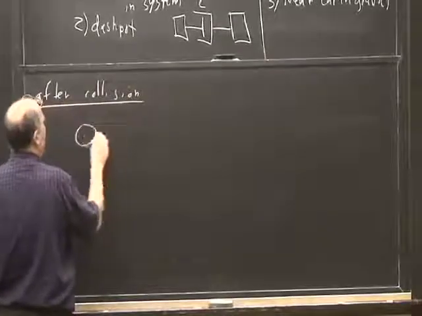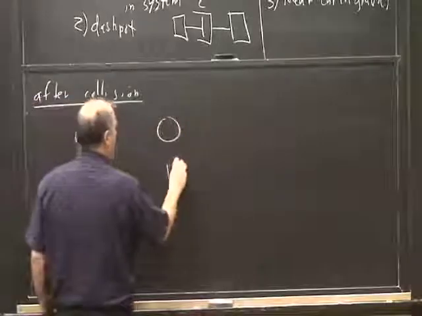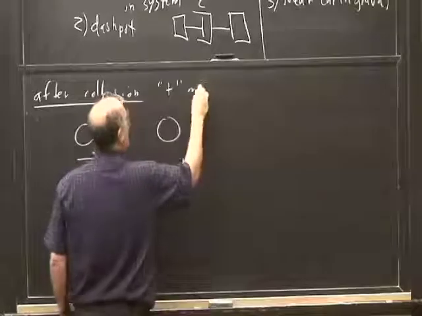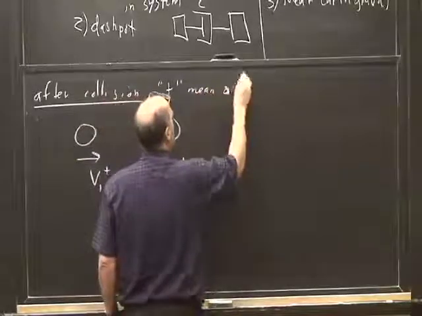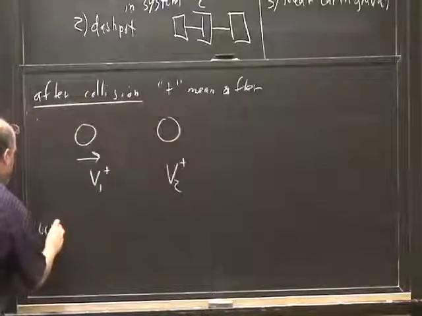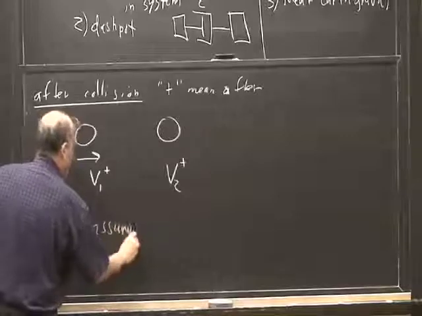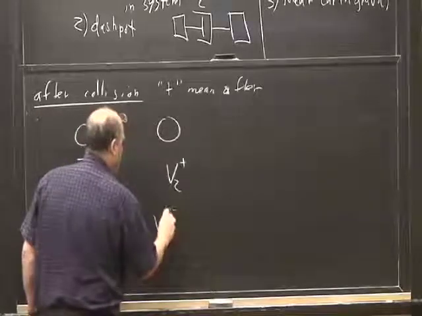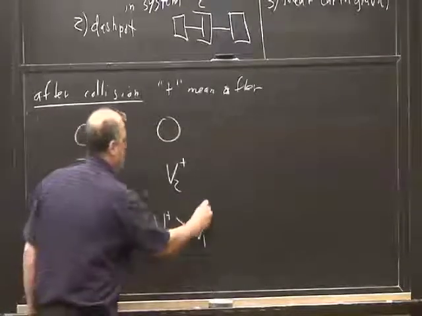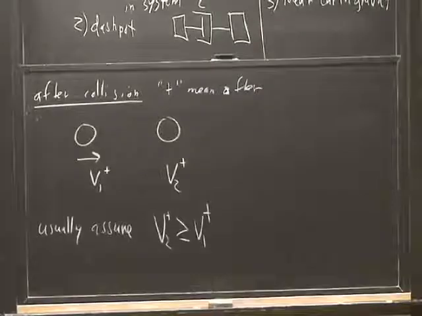And after the collision, we have these things moving like so, with a V1 plus and a V2 plus. Plus means after. And usually you assume that V2 plus is greater than or equal to V1 plus. So it doesn't have to be true. You can imagine the possibility of things passing through each other.